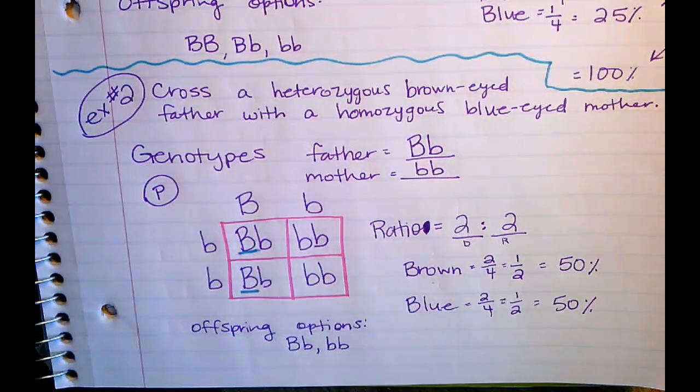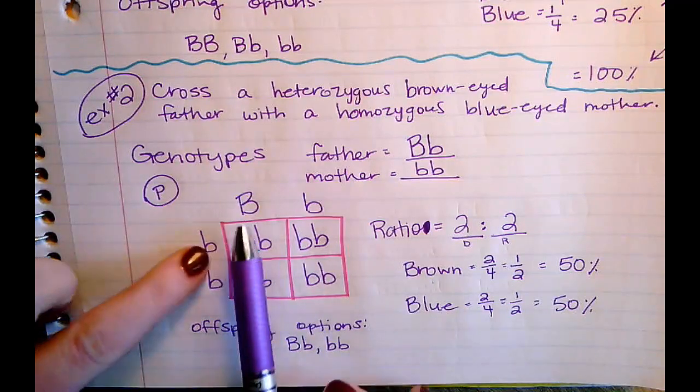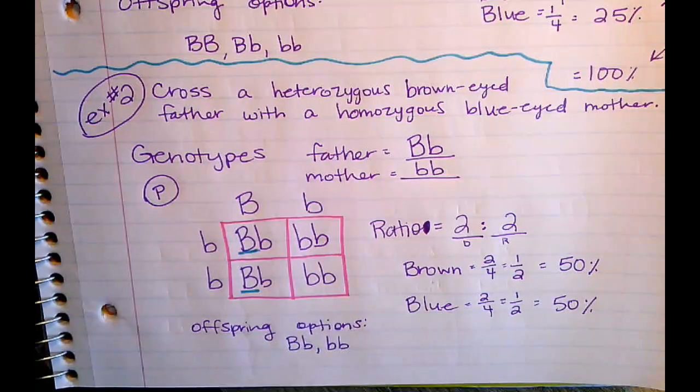So on the next page, we're going to go over some more examples, but I'm hoping by this point you guys kind of get how we cross them, how we drag and drop them, how we get the ratios and the percentages, and how we come up with the genotypes with the different wordings. All right, so go ahead and stick around for part 3.